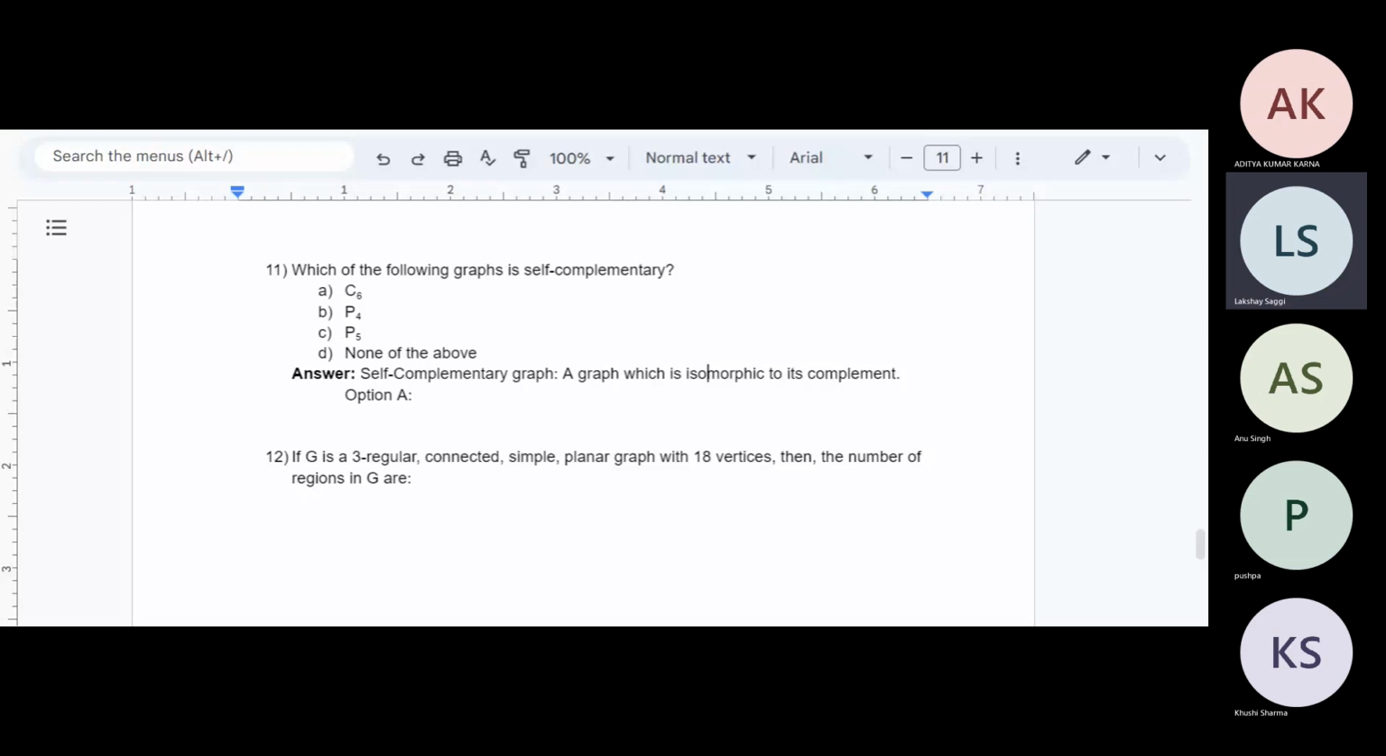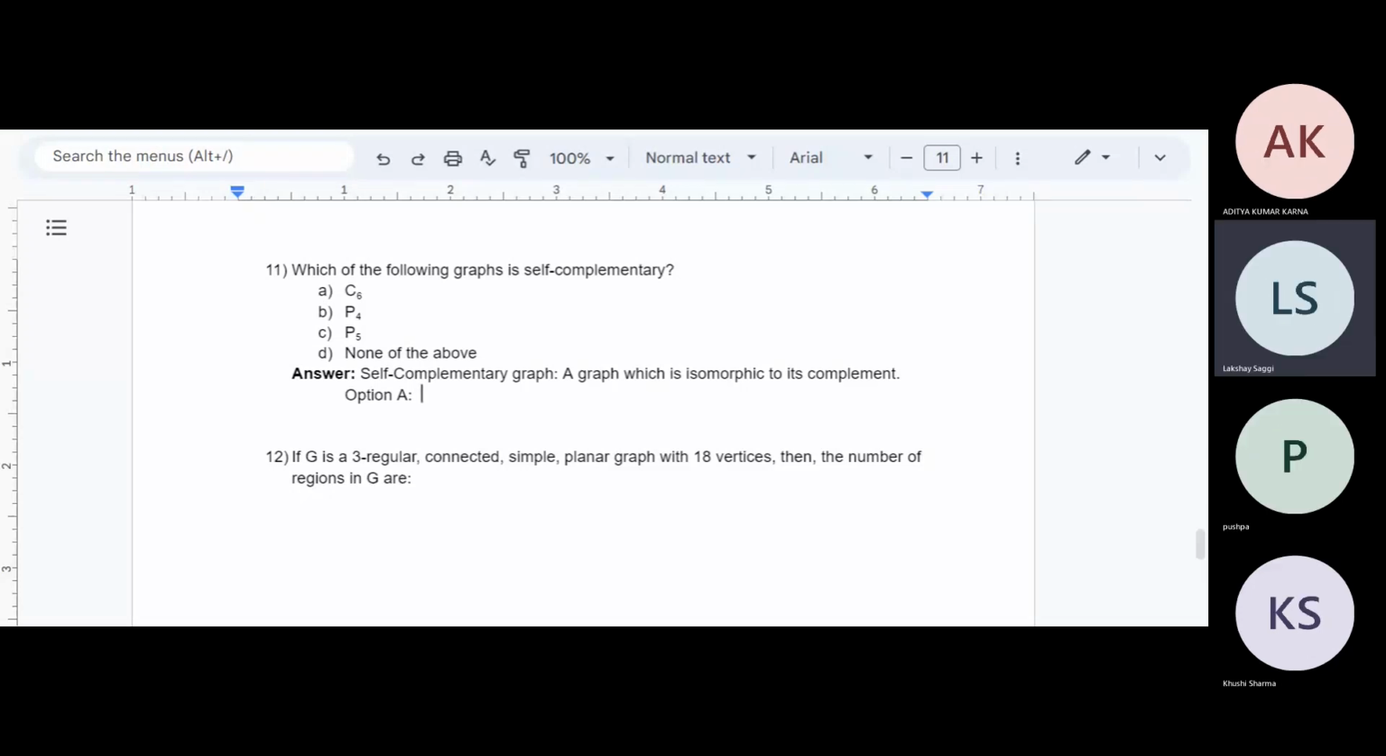So I hope that the statement I made is clear to you. So maybe we can just use that to show which of the following graphs are not self-complementary. So let's say the option is C6. Will it be self-complementary or will it not be self-complementary?